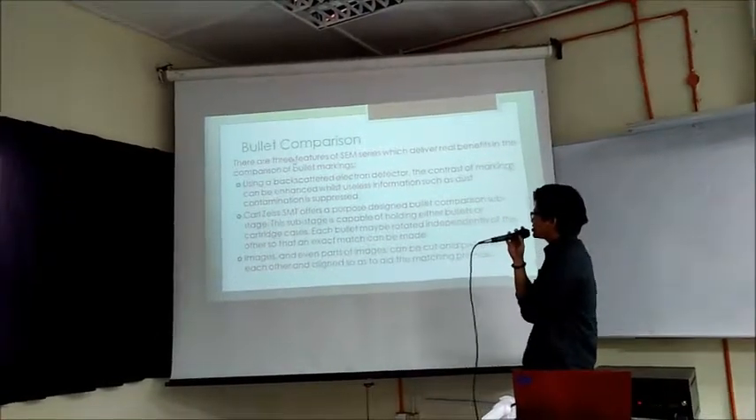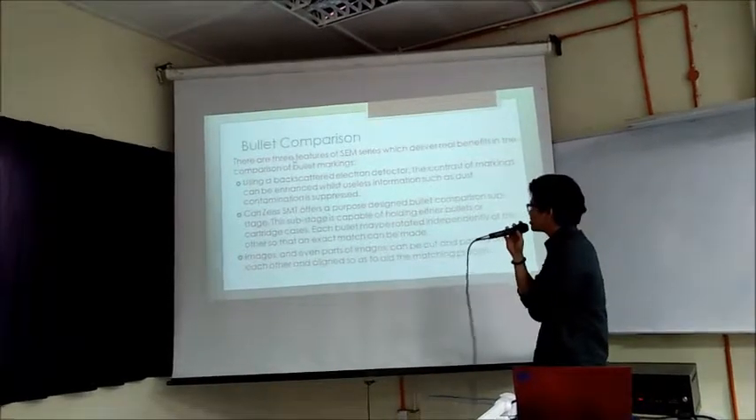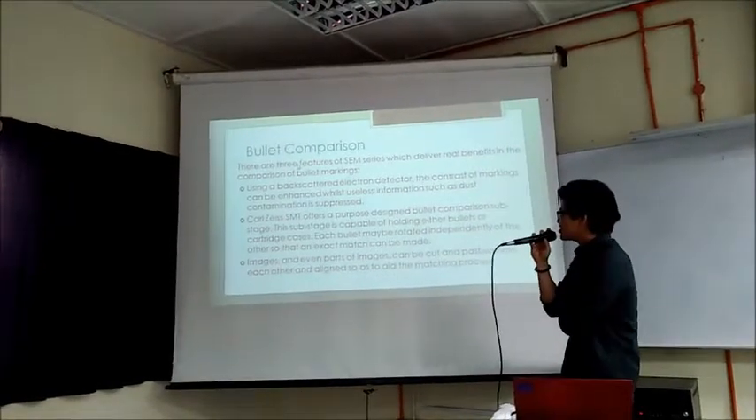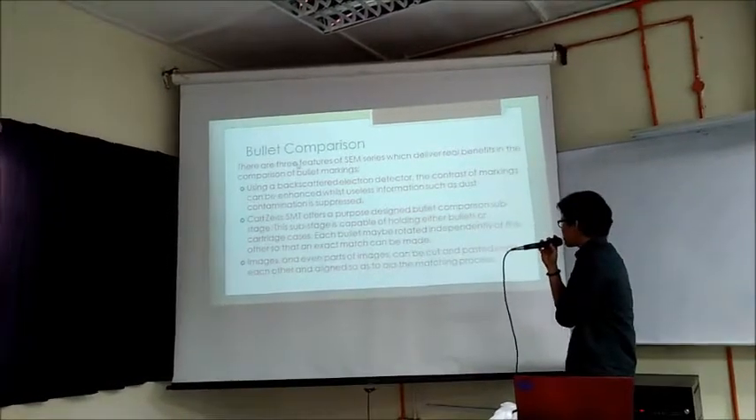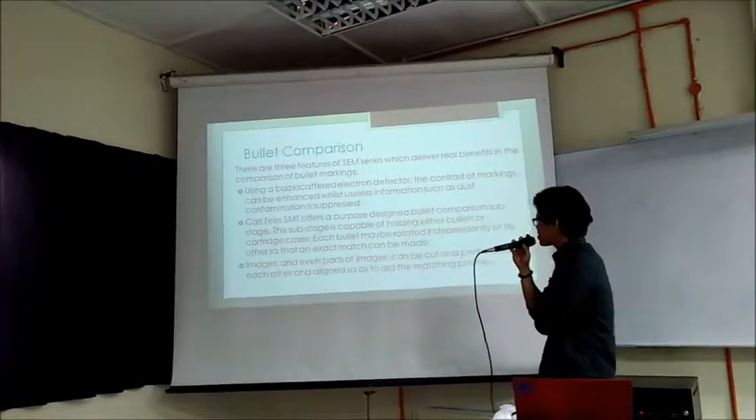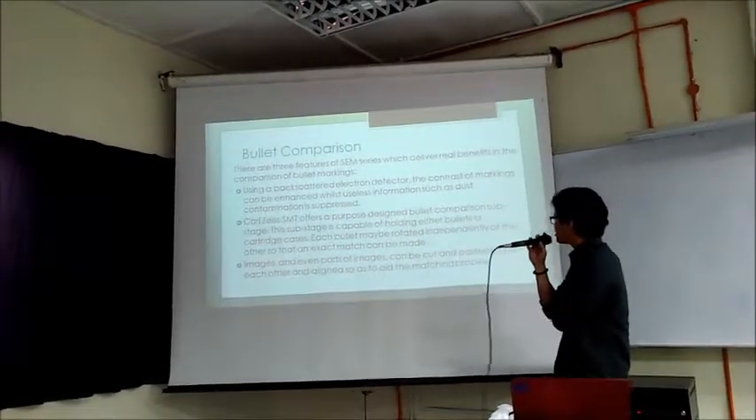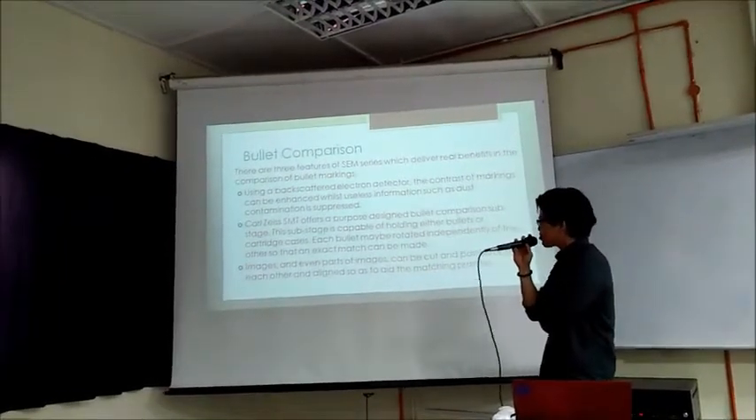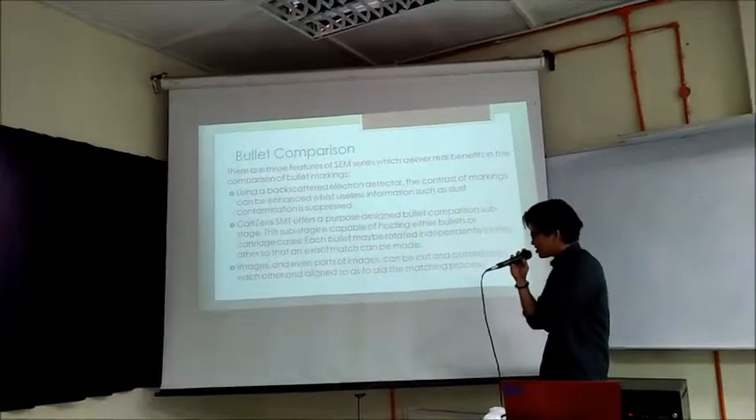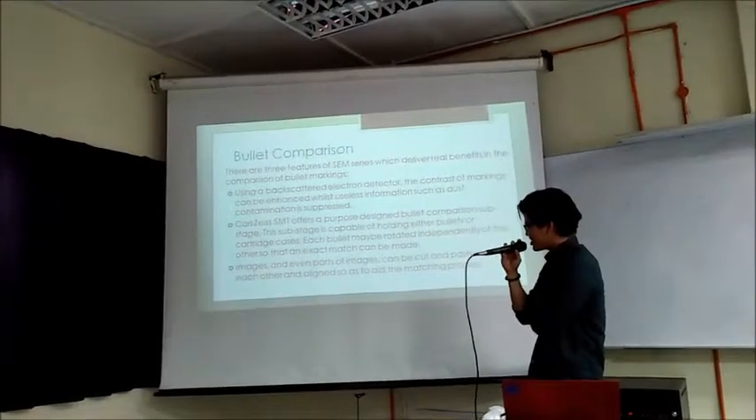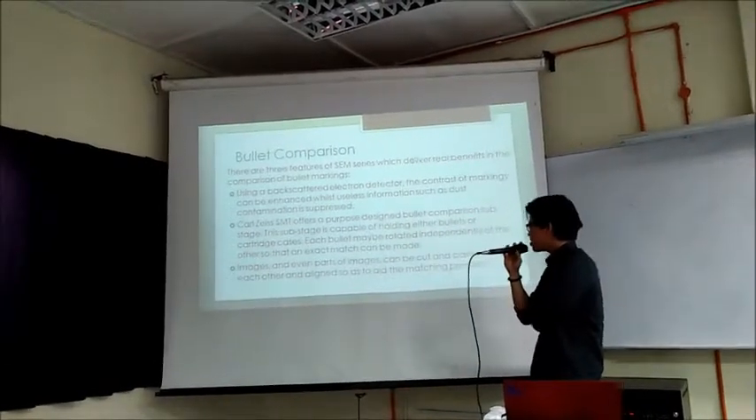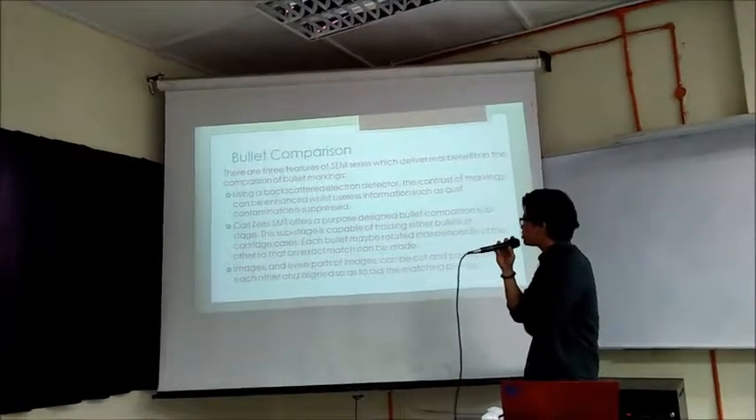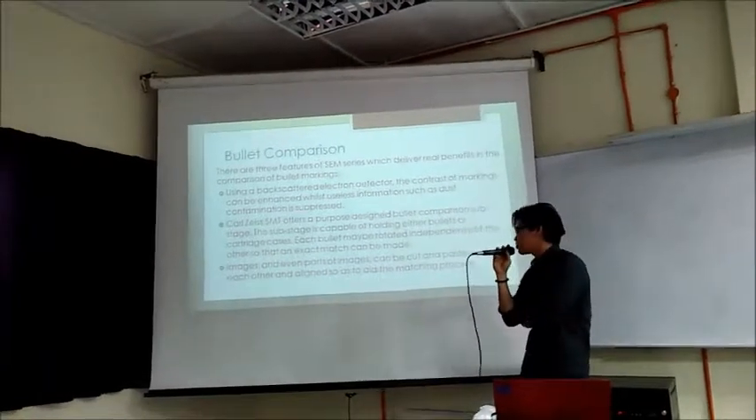Next, Carl Zeiss SMT offers a purpose-designed bullet comparison substage. This substage is capable of holding either bullets or cartridge cases. Each bullet may be rotated independently of the other so that an exact match can be made. Next is image comparison, where even parts of an image can be cut and pasted onto each other and aligned so as to aid the matching process.